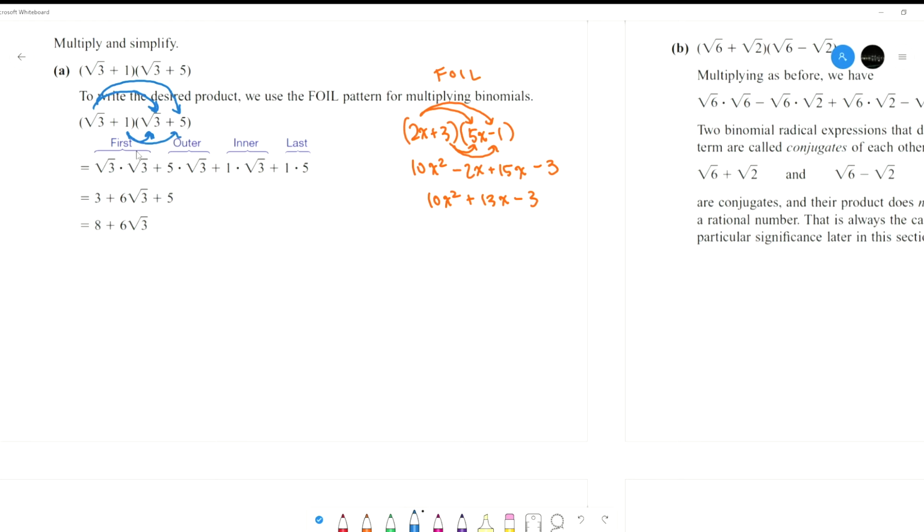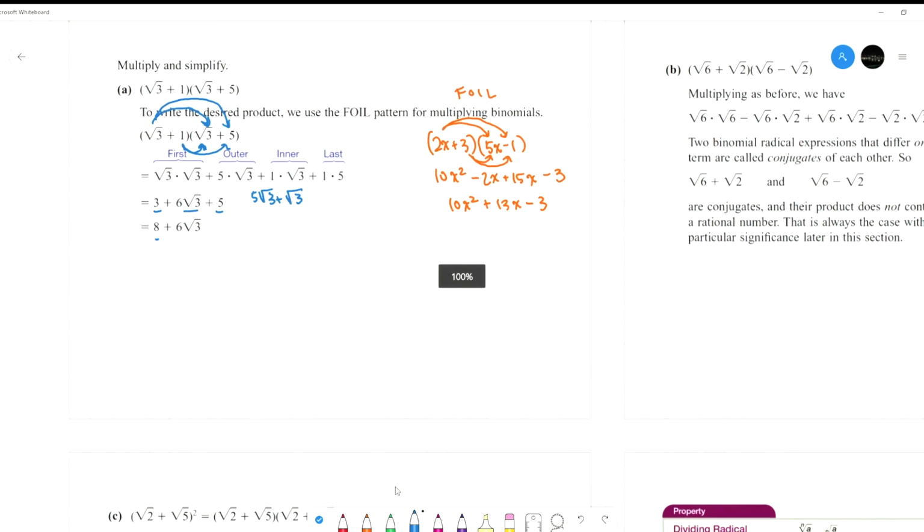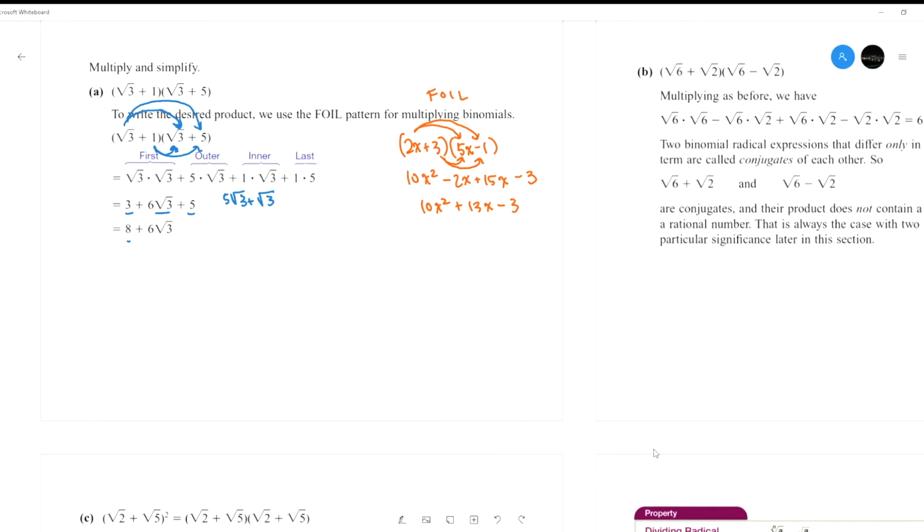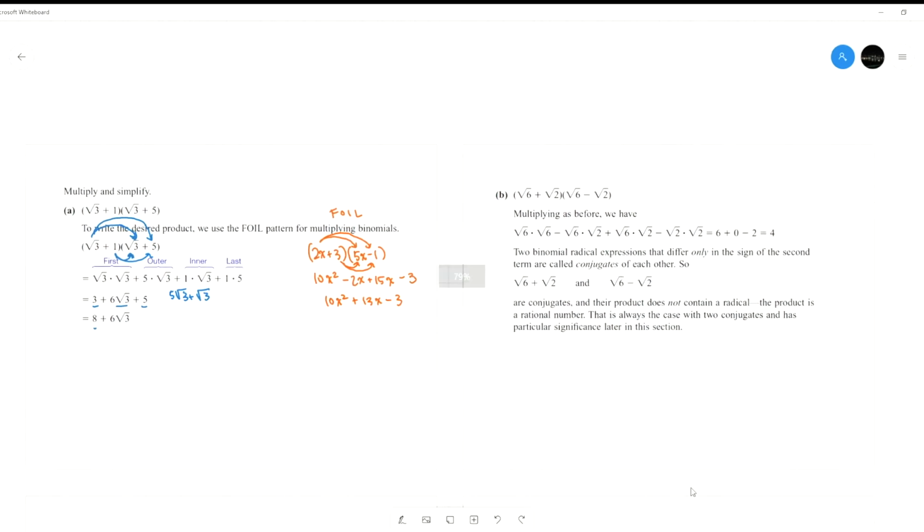So radical 3 times radical 3 gives me 3. And then this is 5 radical 3, right? 5 radical 3 plus 1 radical 3 gives me my 6 radical 3. And then my 5 right there. You combine 3 and 5, and you get your 8. Okay? So let's try another example here.